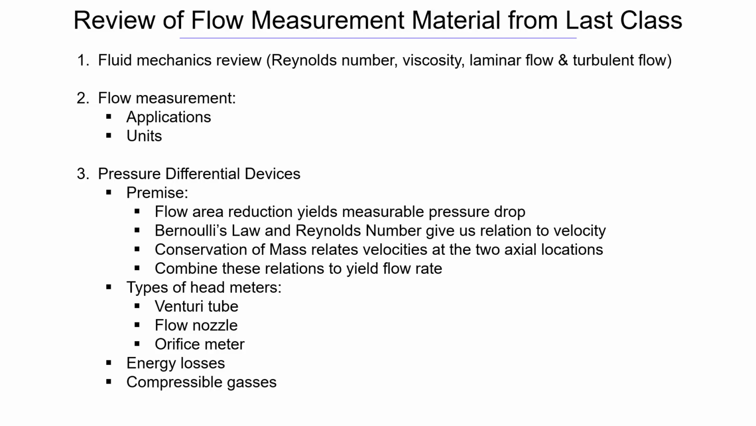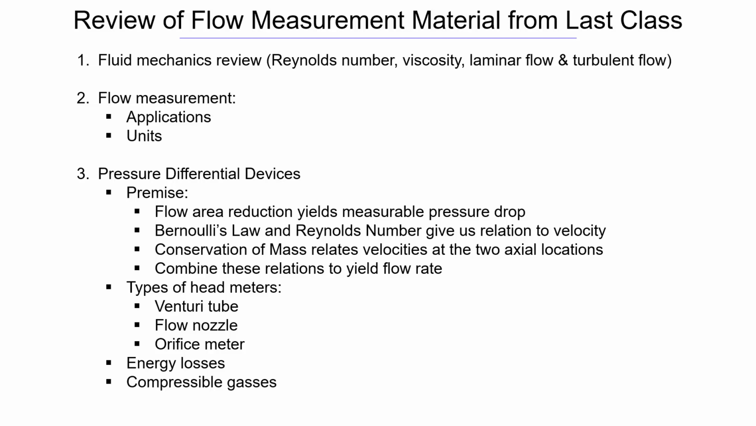So the premise of these was that the flow area reduction yields a measurable pressure drop. Bernoulli's law and Reynolds number give us relation to velocity, so you get the velocity from measuring that pressure drop. And the conservation of mass relates velocities at the two axial locations, and all this combines to yield the flow rate. We could get that in a mass flow rate or a volumetric flow rate.